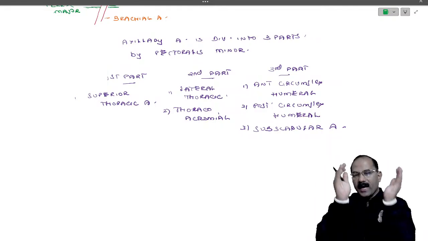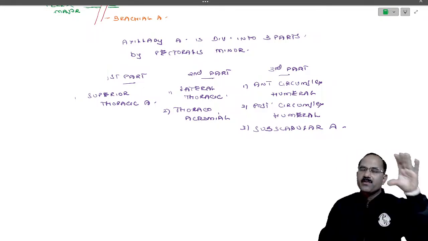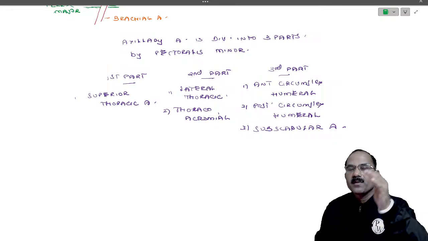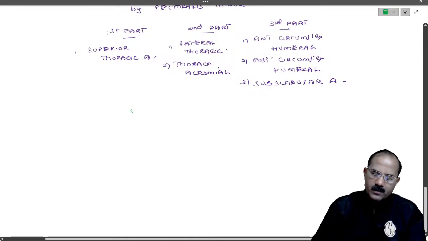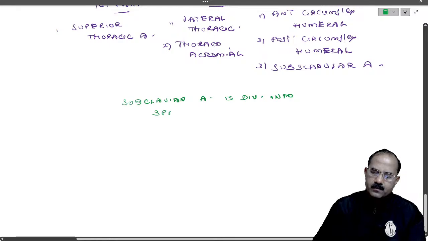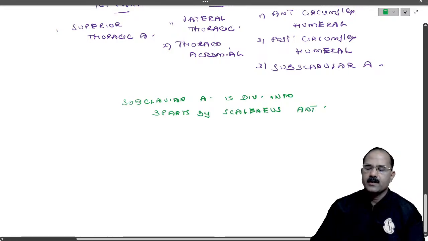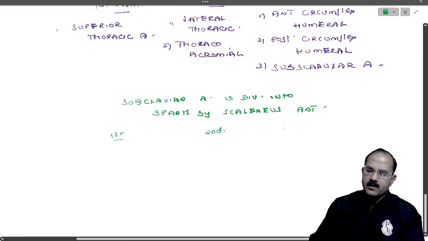Clear? So जैसे axillary artery is divided into three parts by the pectoralis minor, similarly the subclavian artery is also divided into three parts. By whom? Scalenus anterior, right? So I just mentioned this here. Subclavian artery is divided into three parts by scalenus anterior. So first part, second part, third part.